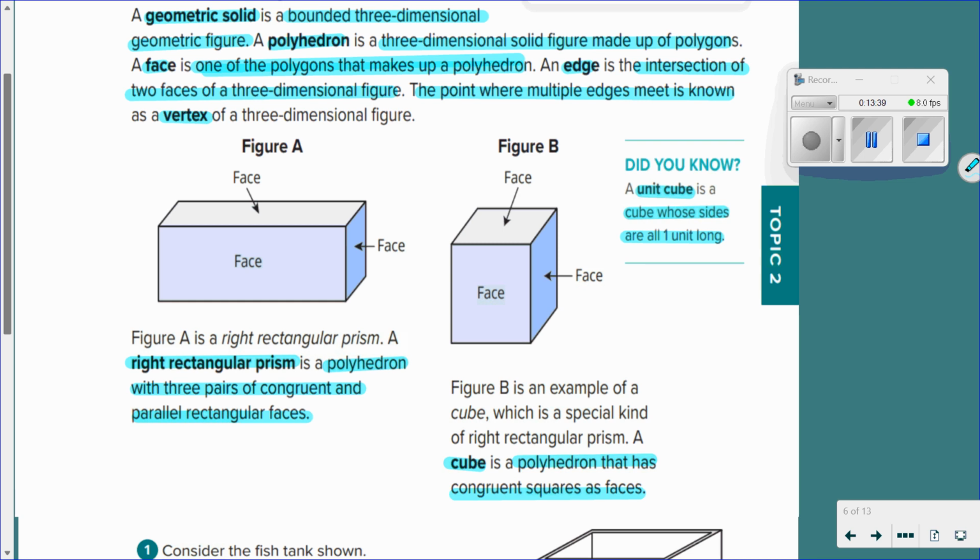Okay? So there are basic definitions. Everybody should have those highlighted, right, Richard? Highlighted in your book.